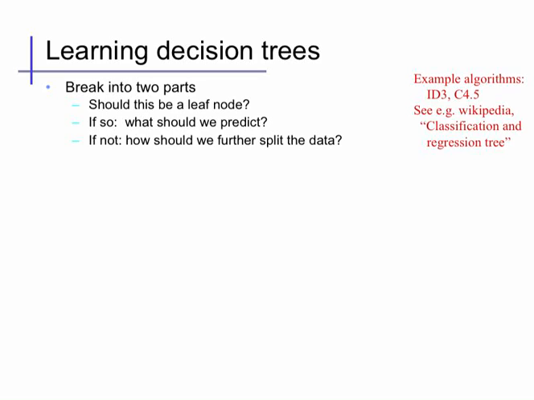Example algorithms that are of this type include CART, which stands for Classification and Regression Tree Methods, and specific instances like the ID3 and C4.5 algorithms. You can see all of these in Wikipedia.